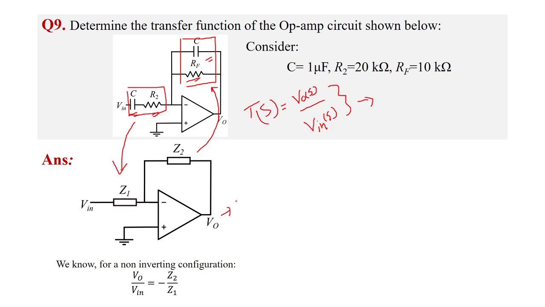Since this is an inverting configuration, what is the gain, V naught by V in? V naught by V in is minus Z2 by Z1, since it is an inverting configuration. So we just need to find what is Z2 and what is Z1.